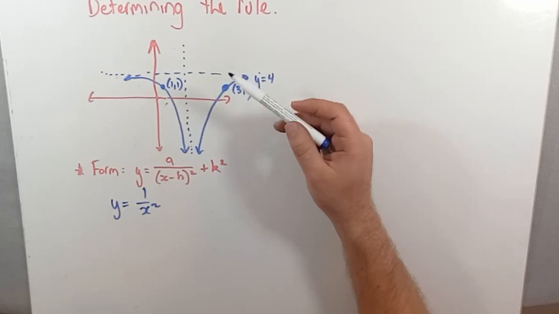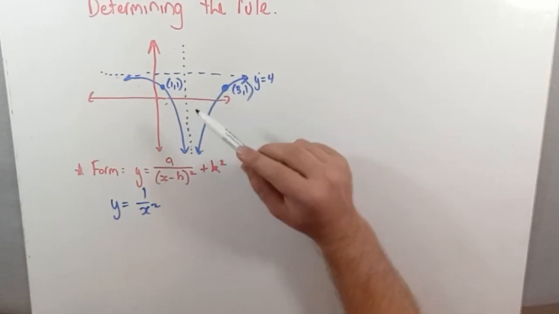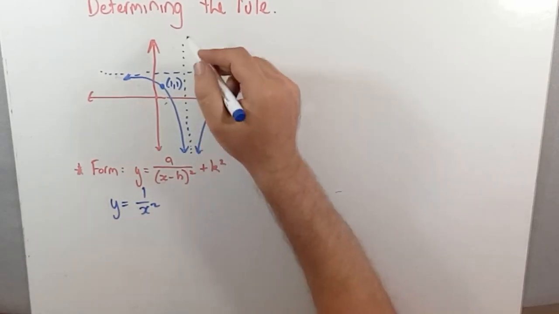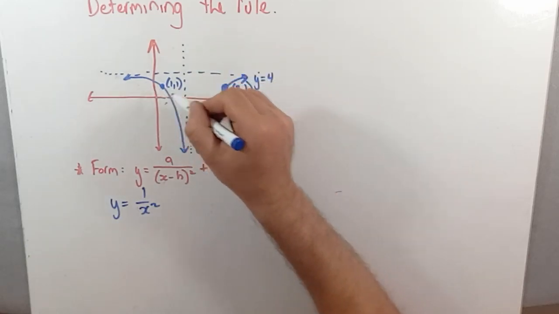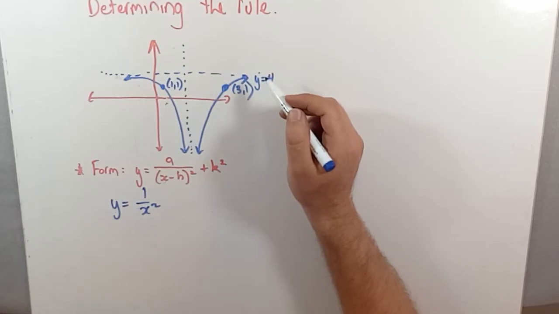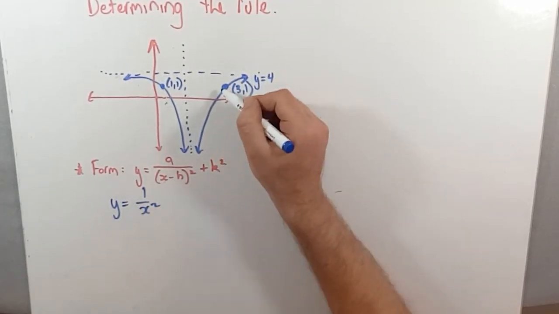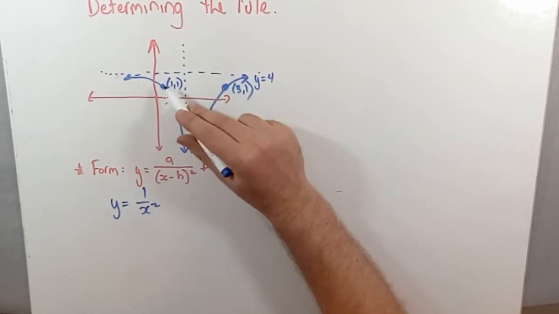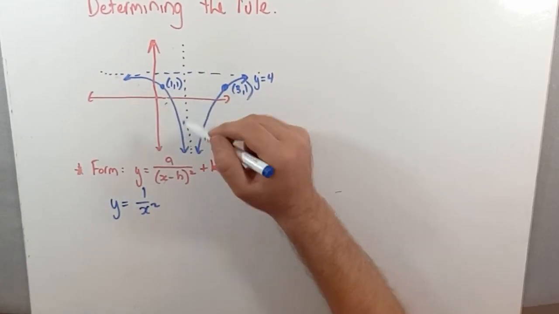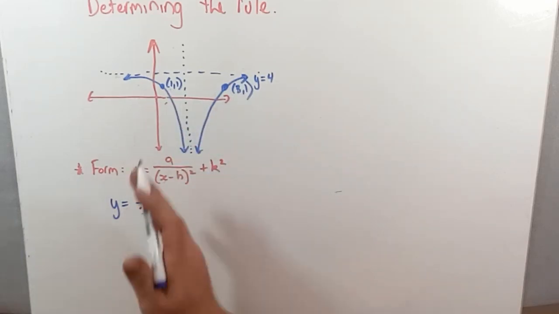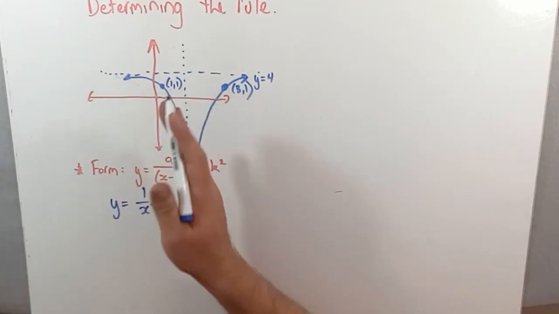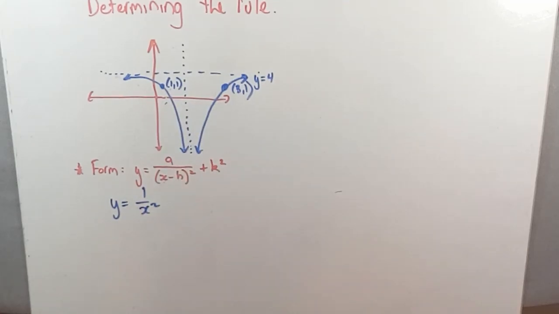Okay, so what's going on here? We know what that graph looks like. So we know this asymptote is going to be between these two points. It's an even function. 1 on x squared is an even function, so we know that these are symmetrical. So this asymptote is going to be right between 1 and 3. Okay, so it's been moved to the right 2 spots. So that gives us our h straight away.